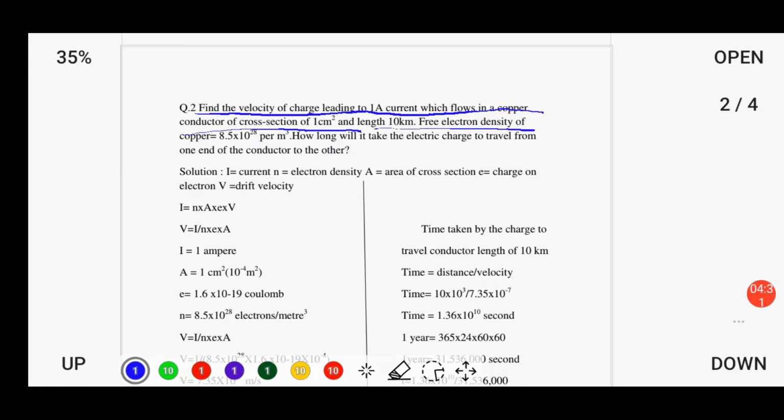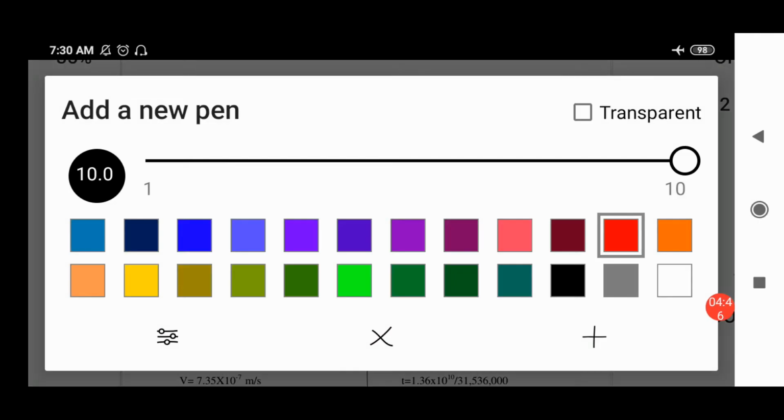Free electron density of copper is equal to 8.5 into 10 to the power 28 per meter cube. How long will it take electric charge to travel from one end of the conductor to the other? So first of all, note down what are the quantities given here in this question.